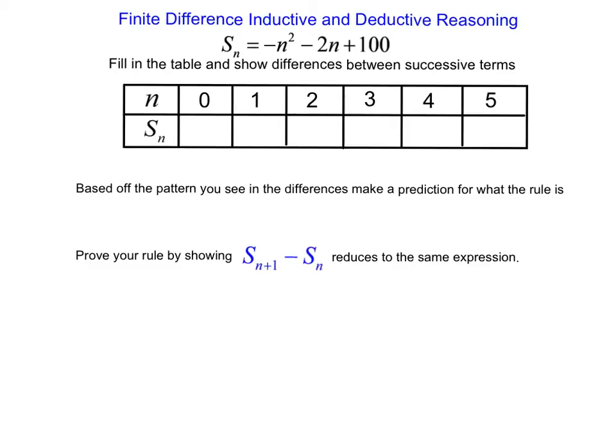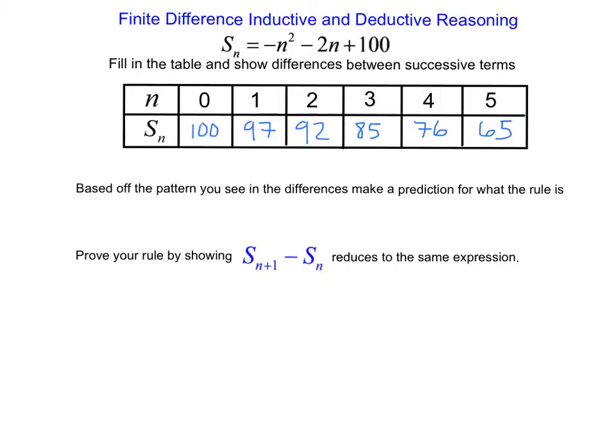table on the entries. First one's 100, and then we got 1 squared, so negative 1, negative 2, that's going to be 97. Negative 4, negative 4, that's going to be 92. Then we got 9 and 6, that's 15. Okay, so that's going to be 85. And then we got 16 and 8, that's 24, so here we're going to have 76. And then we got 25 and 10, that's 35, so that's going to be 65.